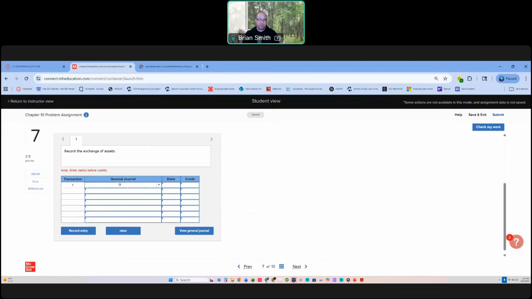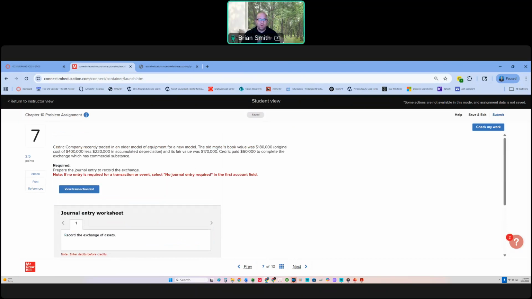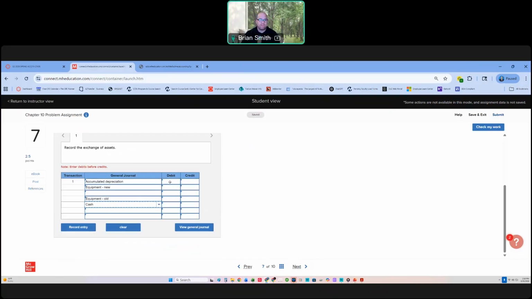So we're basically doing the same journal entry: accumulated depreciation, equipment new, I'm going to leave a space, equipment old, and then cash. And we're just going to plug and chug for the first part here. Old model's book value, let's say 400 and 220. I don't remember if the cash is the same. Yep.